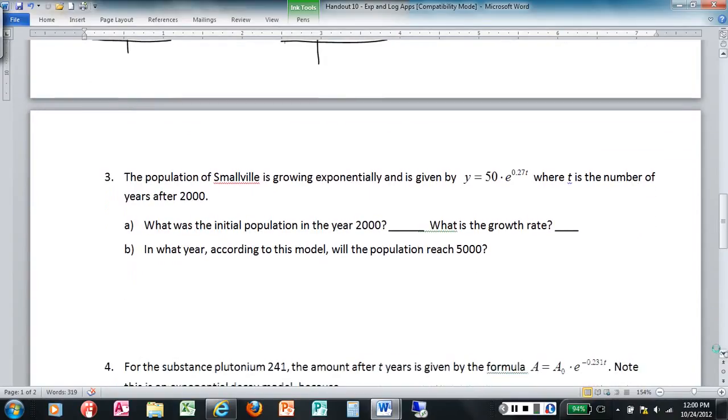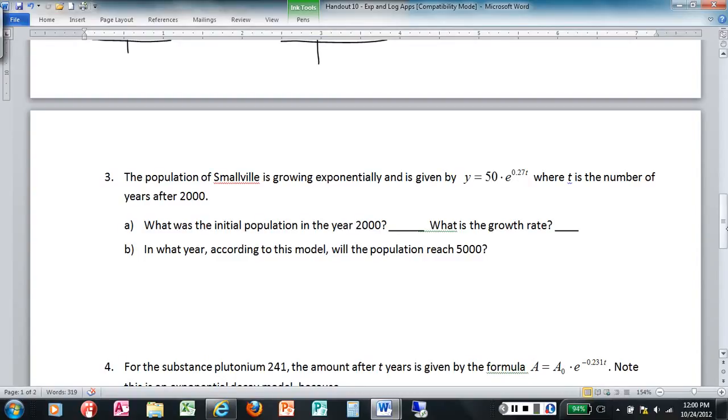Let's move on to number 3 then. Number 3, we're going to talk about the town population of Smallville. It says Smallville is growing exponentially as given by, the population is y equals 50 e to the 0.27 t, where t is the number of years after 2000. Okay? Question A, just so we got this. What is the initial population in the year 2000?